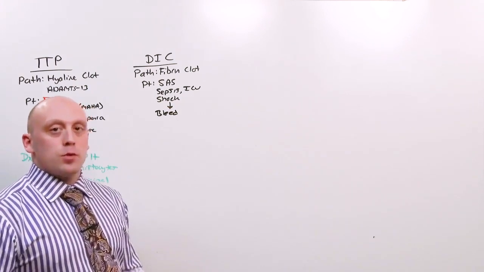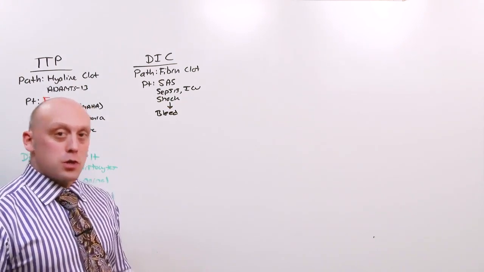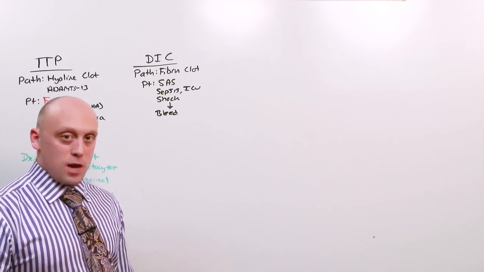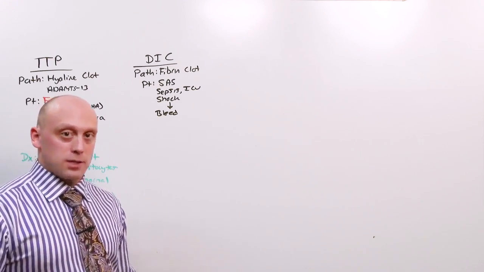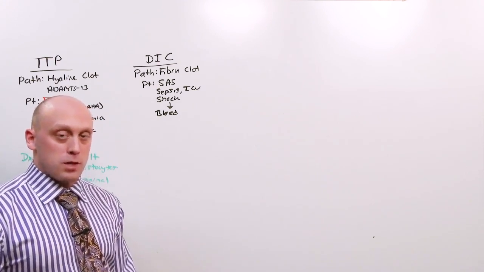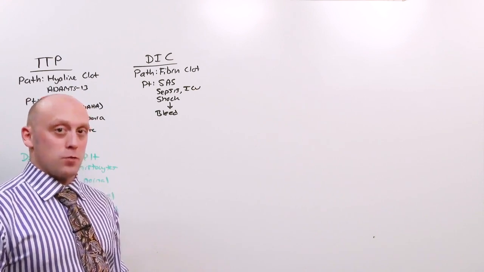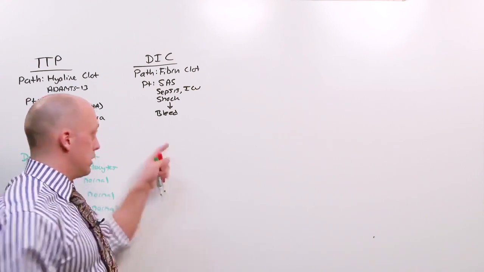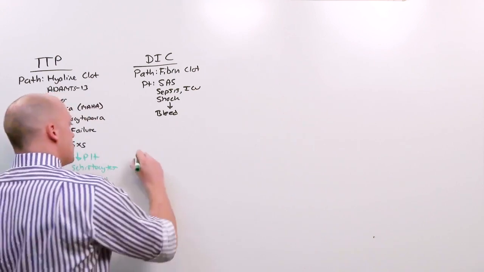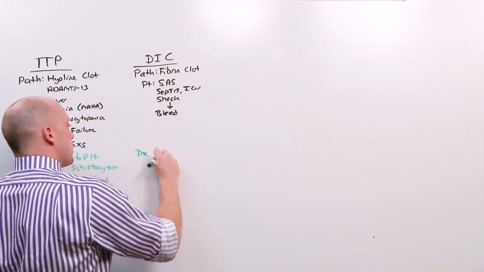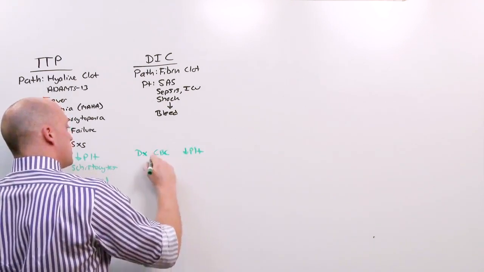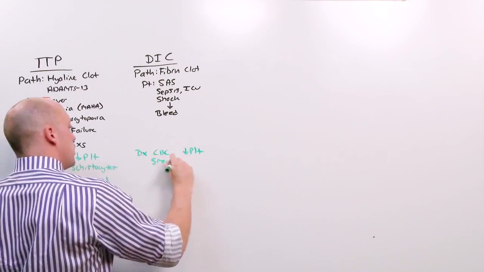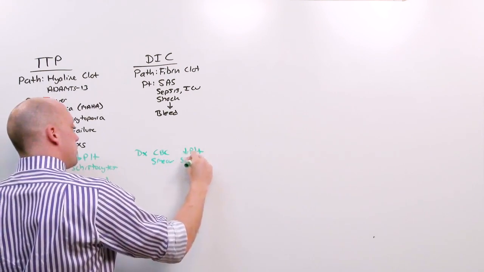DIC is a problem with the body getting out of control. They're so sick, they start forming clots everywhere where they shouldn't. They use up all the factors and platelets forming those clots so that they don't have any left over to form the clots they need. So they bleed. The diagnosis begins with the CBC, where you'll find low platelets. That CBC will allow you to get a smear, which will show schistocytes.